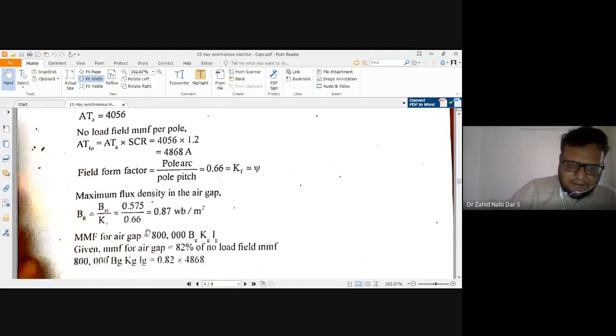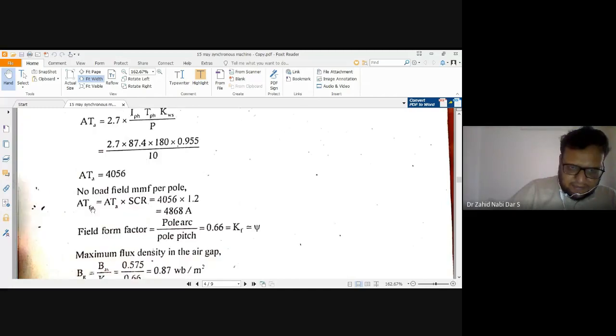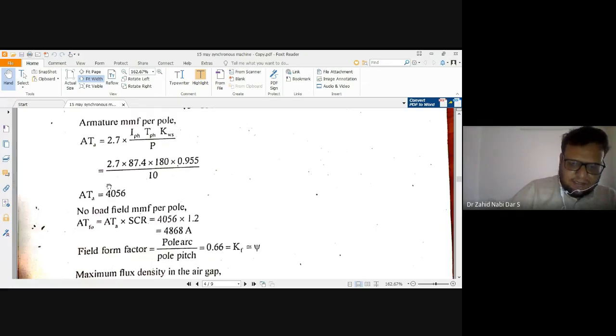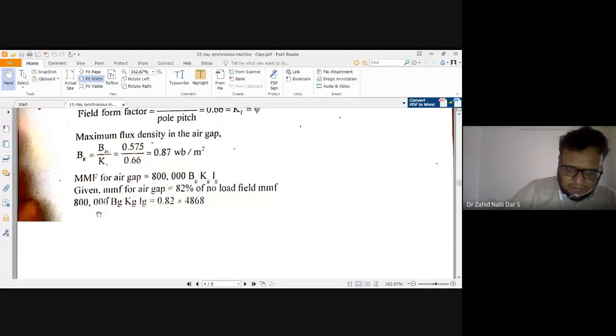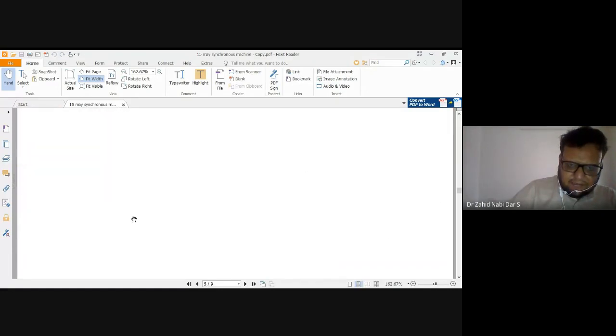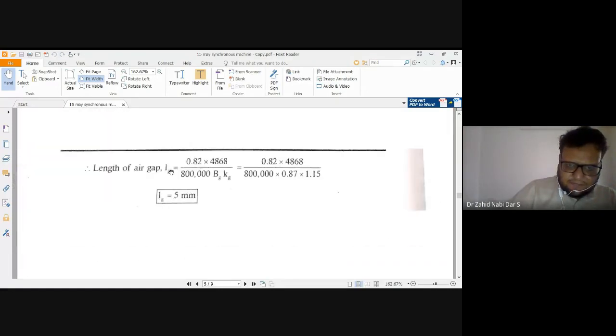Now MMF for air gap is this formula you have to remember, 80,000 BG kg Ig. Only this MMF for air gap, this 8 into SCR, and these 3 formulas, if you know, deal is done. So you write BG value, kg value is given, LG you need to calculate. So you calculate the value of LG, 0.82 into 4868.